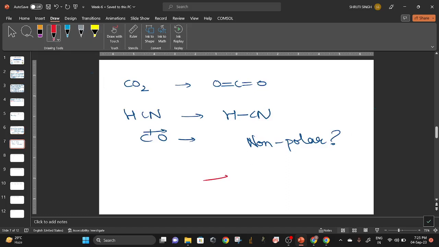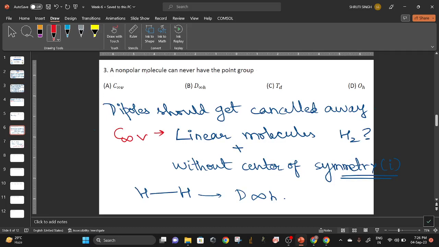Suppose there is one dipole like this, one dipole should be like this to cancel it, so the net will be zero dipole. If one dipole is like this, the resultant dipole will be somewhere here, so there should be one equivalent dipole opposite to cancel it. So molecules which have a center of symmetry cannot be polar. The question is, a non-polar molecule can never have a point group. So this is true. A molecule which is non-polar can never have the point group C infinity V.